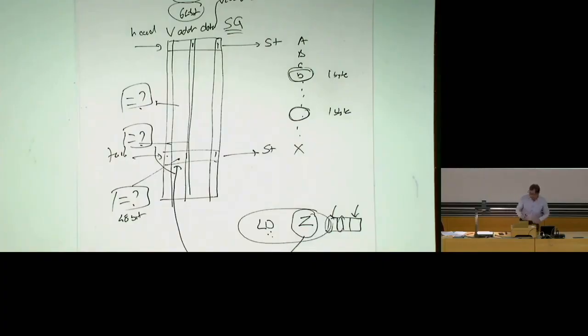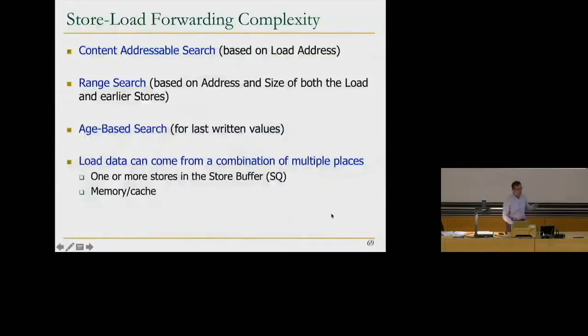So let me actually go back over here. I'm not going to build the complete logic over here, clearly. If you get a chance to build it, for sure. But basically, this is the complexity of the search. It's a content addressable search based on the load address, as I showed you. It's a range search, meaning based on the address and size of both the load and the earlier stores, because you may partially overlap with the address, right? This load may be accessing bytes 8 through 12. The store may be writing bytes 11 through 12, right? It's an age-based search. You want to get the last written values. And that's essentially what you need to build over here.